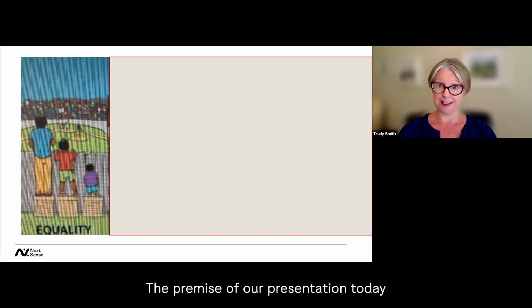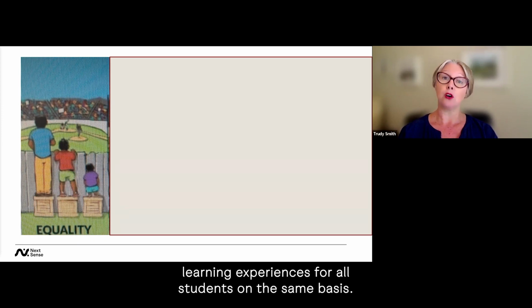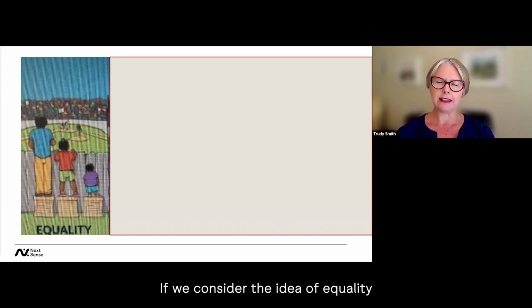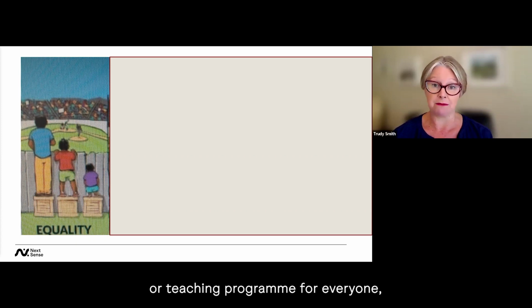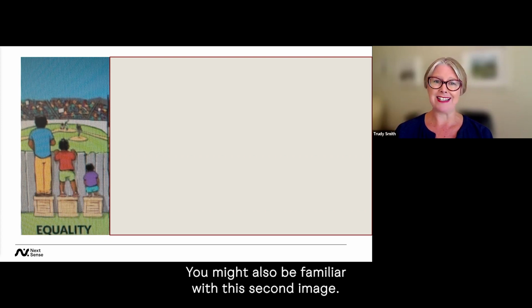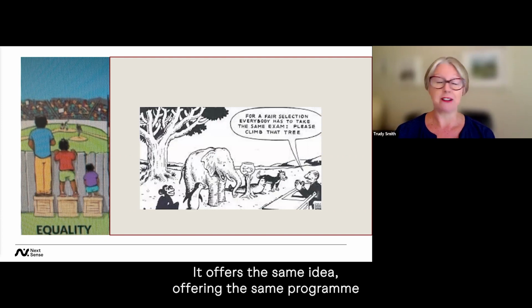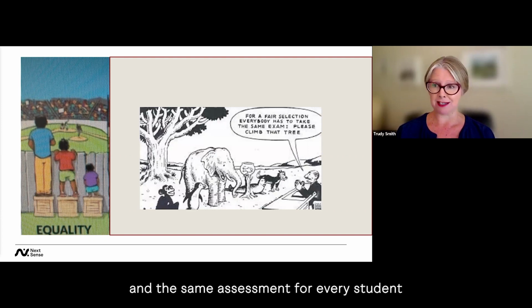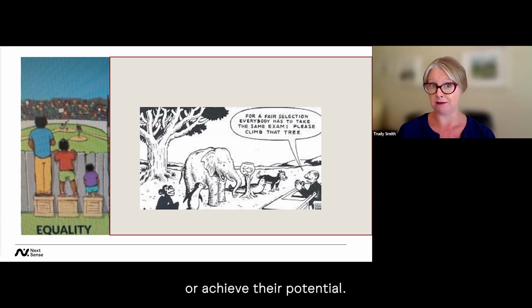The premise of our presentation today is to consider the ways that we provide learning experiences for all students on the same basis. If we consider the idea of equality, or the provision of the same support or teaching program for everyone, then obviously some students are going to miss out. You might also be familiar with this second image that offers the same idea. Offering the same program and the same assessment for every student does not allow them to demonstrate or achieve their potential.